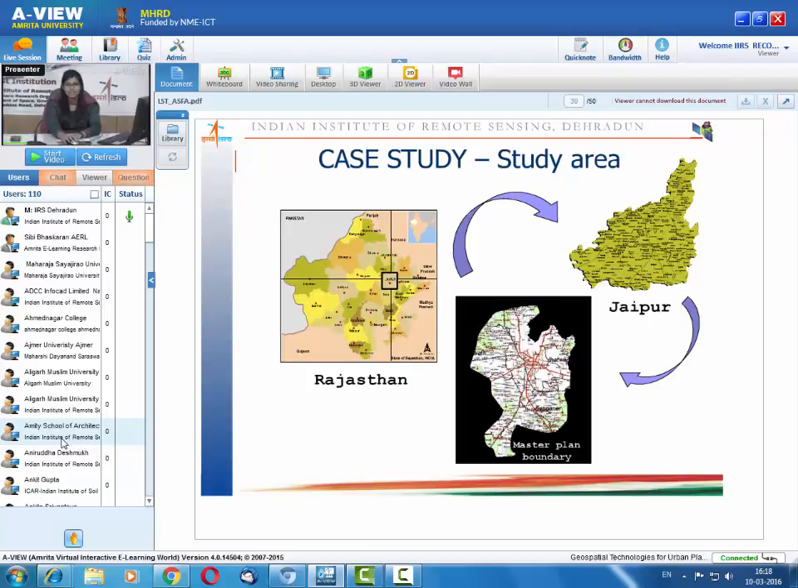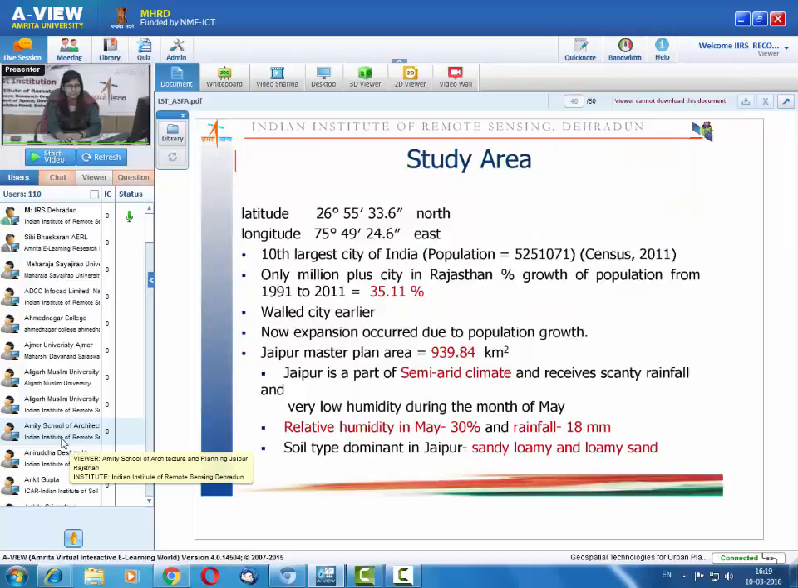So we will quickly discuss a case study now. The case study area that was taken up for the calculation of land surface temperature was Jaipur. Jaipur is a very interesting city and it has certain different characters. We have already discussed the urban heat island effect, so let us see what is happening in Jaipur. It may be the same, it may be starkly different.